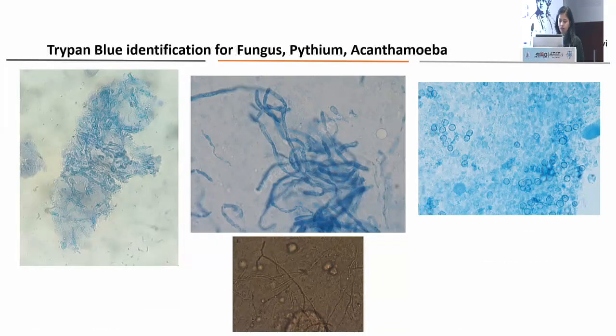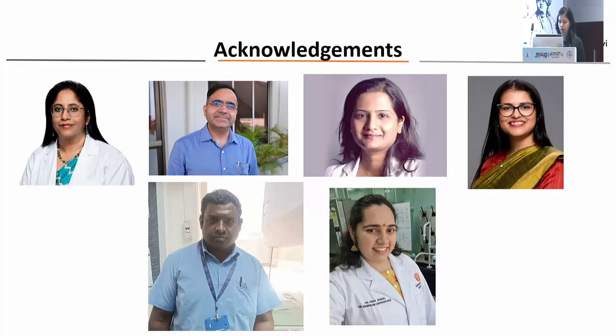So these are the different organisms, fungal, pythium and acanthamoeba, which can be easily seen versus KOH. These are my acknowledgements. Thank you.